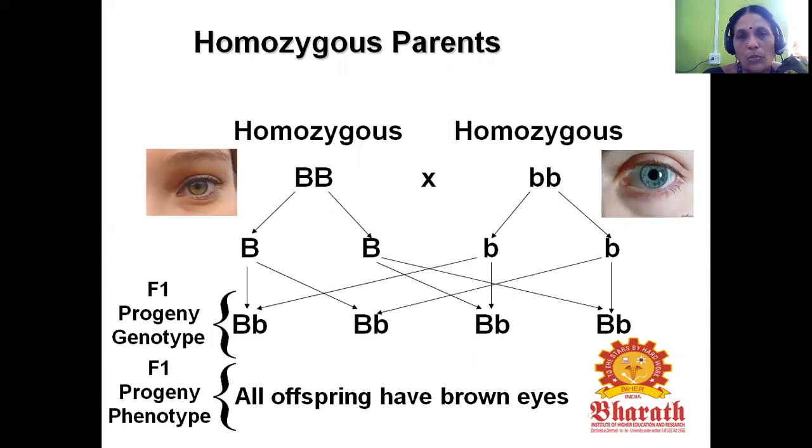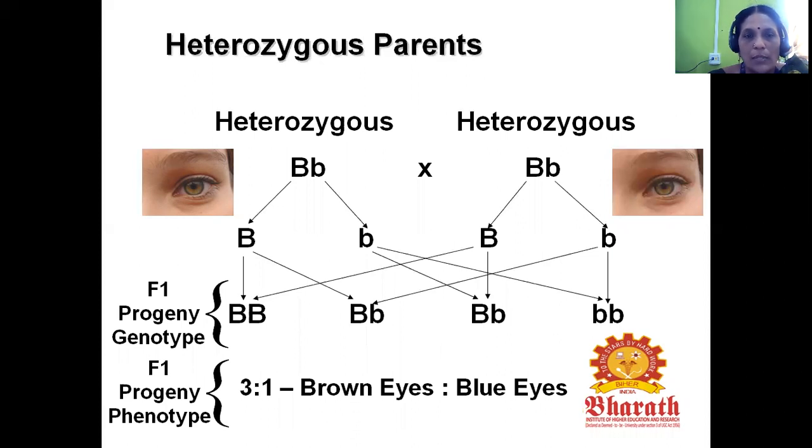First, you take the homozygous parents, nothing but homozygous brown eye, capital B, and homozygous blue eye, small b. The gamete formation is capital B, small b. The F1 progeny genotype is capital B small b in all cases. So for the F1 progeny phenotype, all offspring have brown eyes.